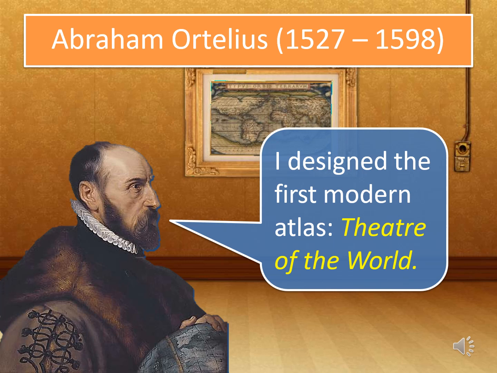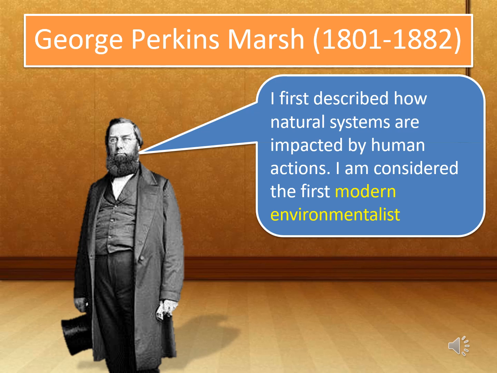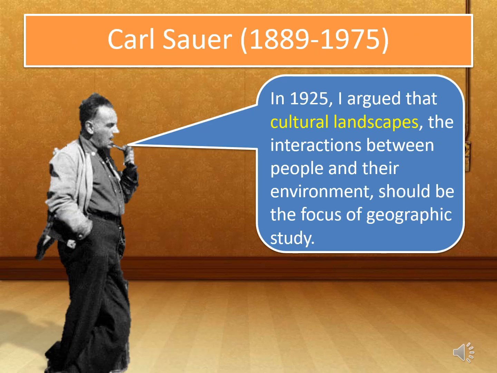Fifth is Abraham Ortelius, who designed the first modern atlas entitled Theater of the World. This is the world's map in Ortelius' Theater of the World. Sixth is George Perkins Marsh, who described how natural systems are impacted by human actions. He is considered the first modern environmentalist. Seventh is Carl Sauer, who argued that cultural landscapes, which he defined as the interactions between people and their environment, should be the focus of geographic study.